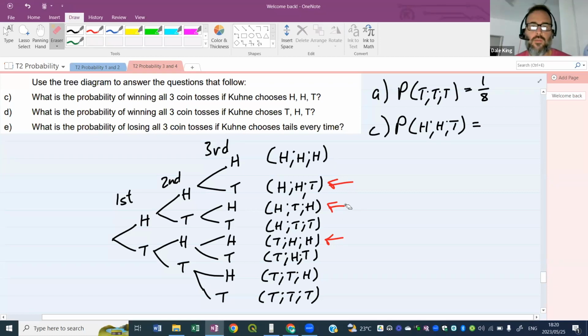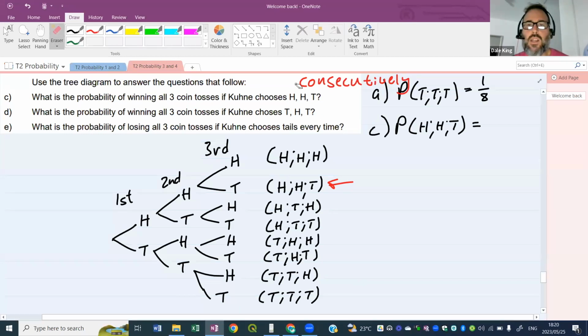But it should have been specific. You're right, Bianca. In the exam, the examiner has to be specific. So they will either say in any order, or they'll say, what is the probability of winning all 3 coin tosses if he chooses HHT consecutively? They might even use the word consecutively, which means one after the other in that order.